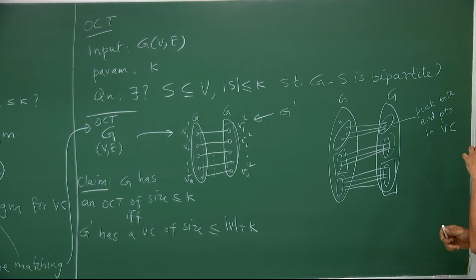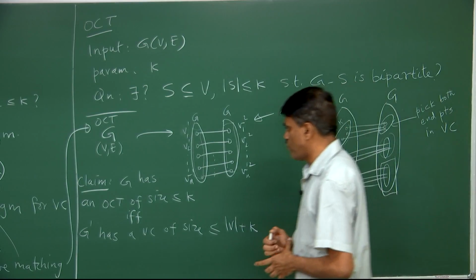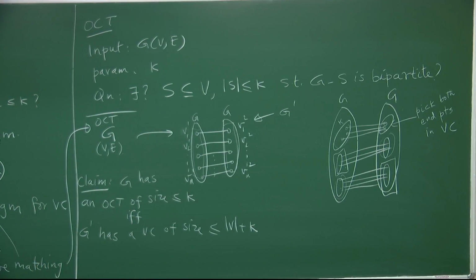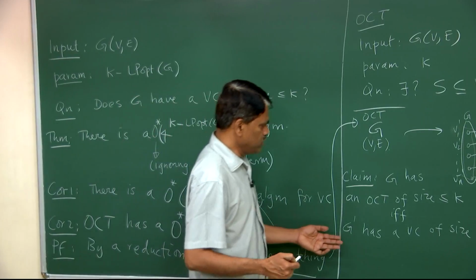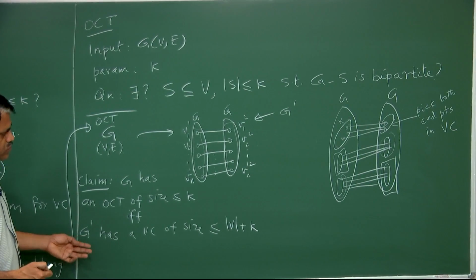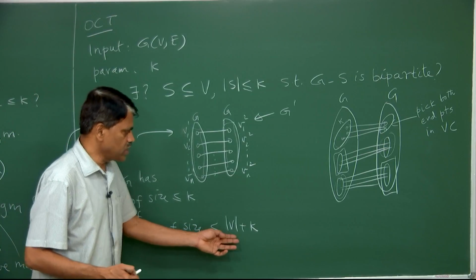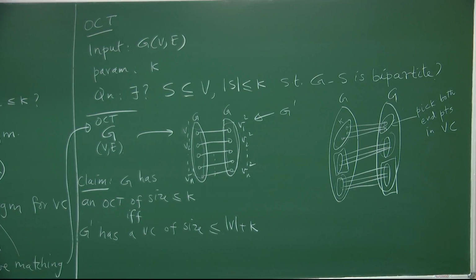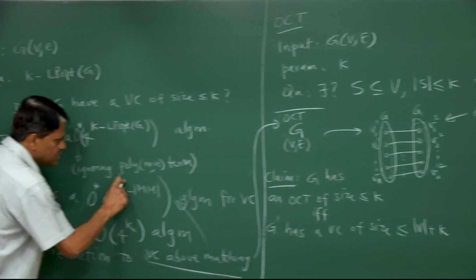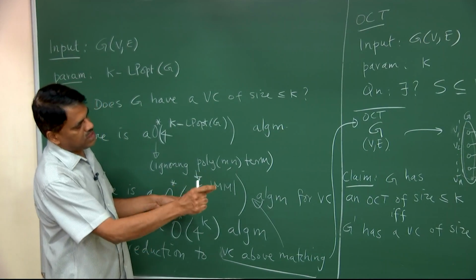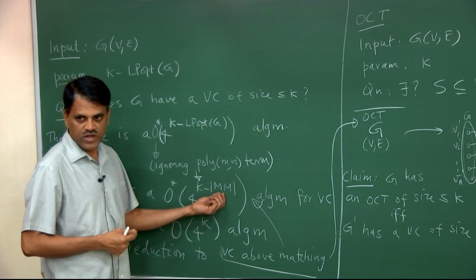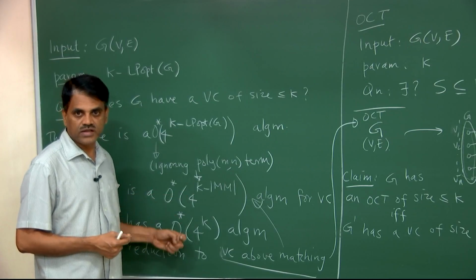Okay. So, now to complete the picture, to give an FPT algorithm for OCT, what we need to do is to check whether my G prime has a vertex cover of size at most |V| plus k, and I use this algorithm, the Corollary 1 algorithm, where the parameter is the solution size. In our case, it's cardinality of V plus k minus the matching size, which in our case is cardinality of V.